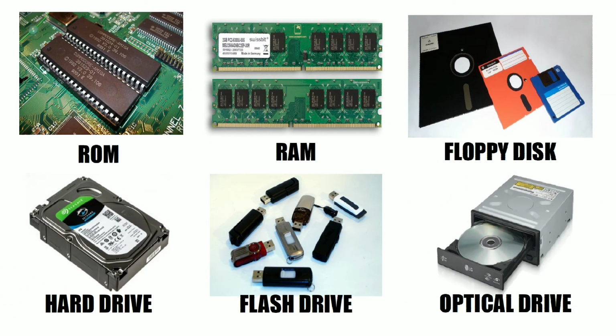Here are examples of storage or memory devices that can be used to store data. First, we have the ROM or the read-only memory. Next, the RAM or the random access memory. Next, we have the floppy disk. We also have the hard drive, the flash drive, and lastly, the optical drive or CD or DVD.